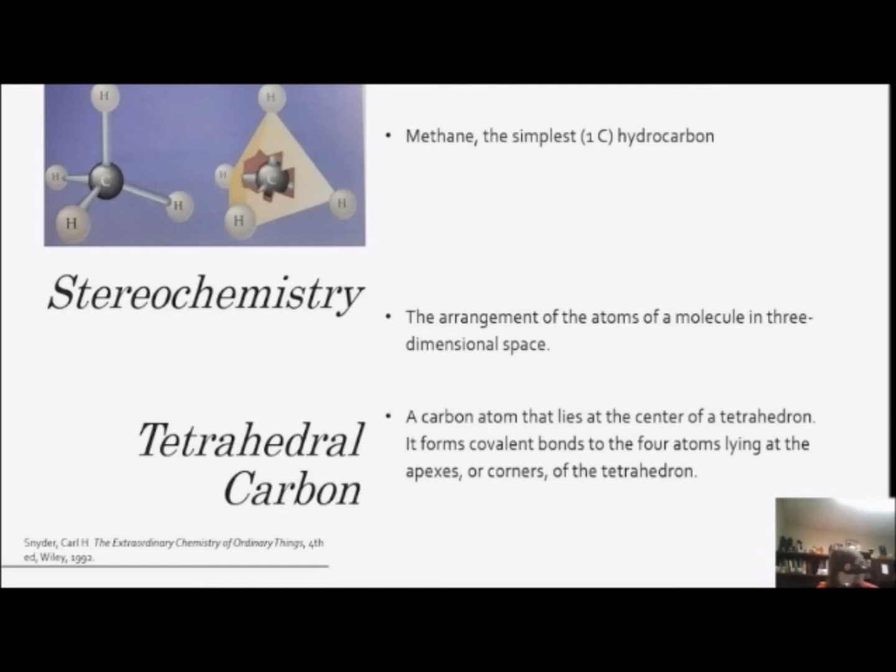What the stereochemistry is, it's going to be a tetrahedral molecule, which is modeled after a tetrahedron, which is 4 equilateral triangles all attached at the apexes or the corners. So it's essentially an equilateral pyramid where the base is also an equilateral triangle. The carbon in this case is going to be in the center of this tetrahedron, and thus the carbon is called a tetrahedral carbon. So a tetrahedral carbon is a carbon atom that lies in the center of a tetrahedron. It forms covalent bonds with 4 atoms lying at the apexes or corners of this tetrahedron.